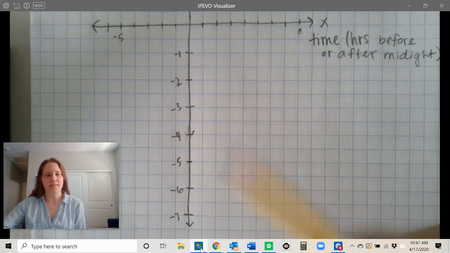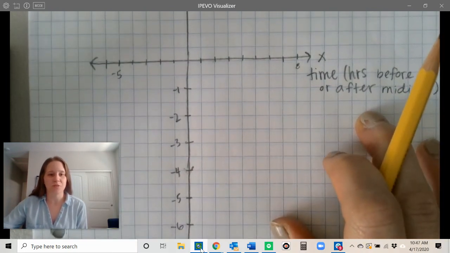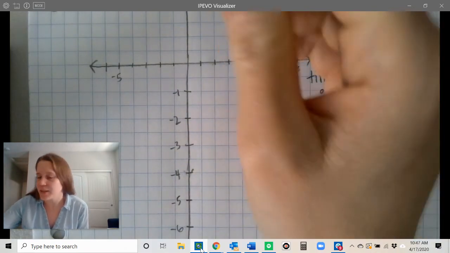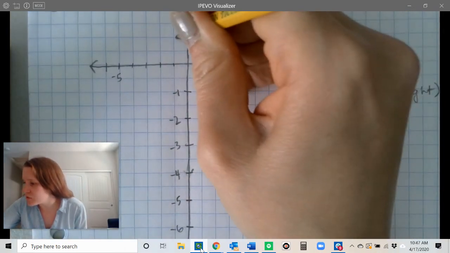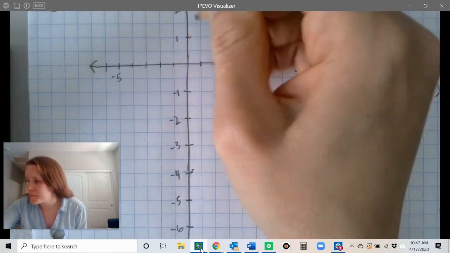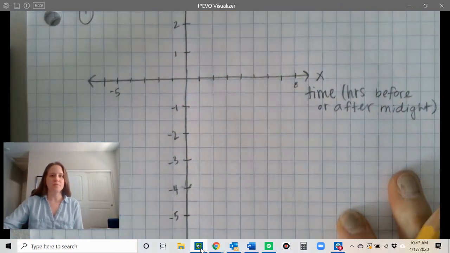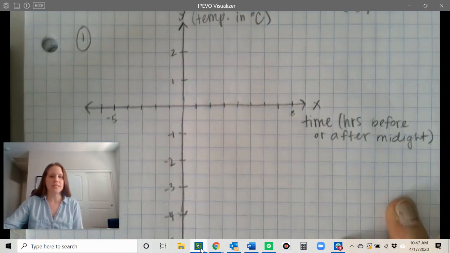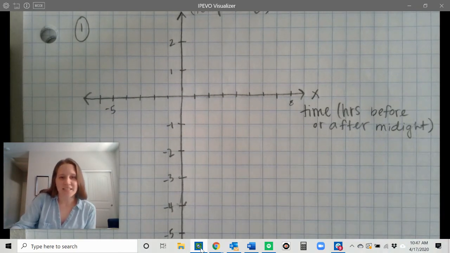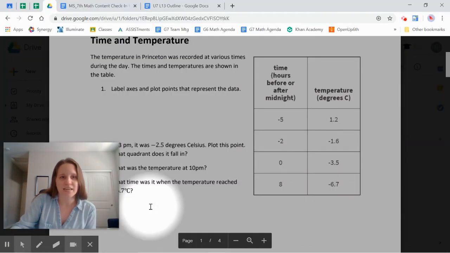My y-axis got all the way down to -7, and I've given myself lots of room to fill in those decimals accurately. And I am going to go to +2 because I know I have a decimal value that falls between 1 and 2. Excellent. All right, so I think that we've done number 1 successfully together. So let's look at the next one.